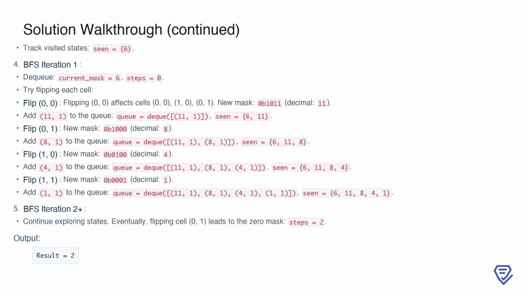Similarly, flipping cell 0, 1 leads to a new mask of 0B1000 or 8, which is also added to the queue. Flipping cell 1, 0 results in a mask of 0B0100 or 4, and flipping cell 1, 1 results in a mask of 0B0001 or 1. All these new states are added to the queue and marked as visited. In subsequent BFS iterations, we continue exploring these states, trying all possible flips. Eventually, we reach a state where the mask becomes 0, which means the matrix has been turned into a zero matrix. For this example, the minimum number of steps required is 2.